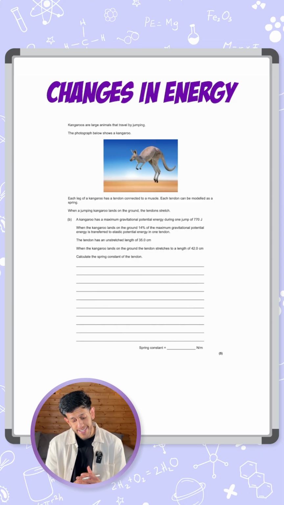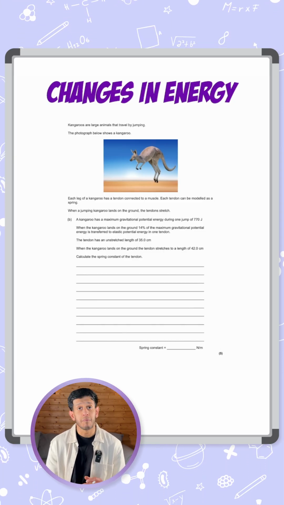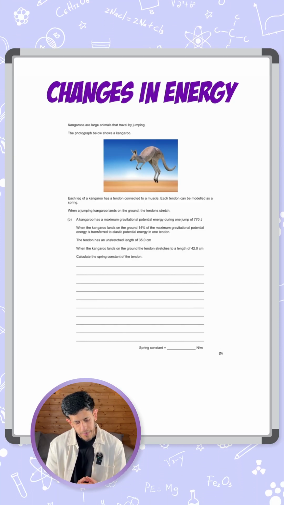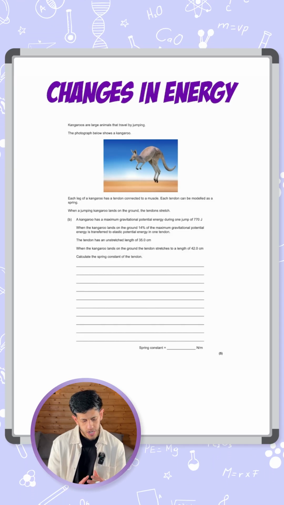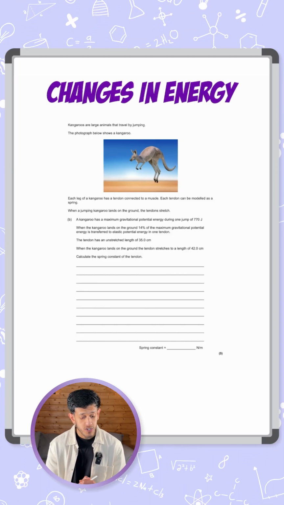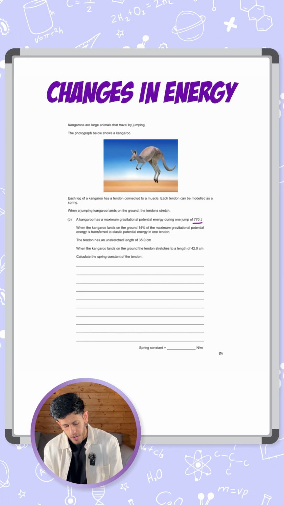Each leg of a kangaroo has a tendon connected to a muscle. Each tendon can be modelled as a spring. And it says when a jumping kangaroo lands on the ground, the tendons stretch. And now it breaks down that the maximum gravitational potential energy during one jump is 770 joules.